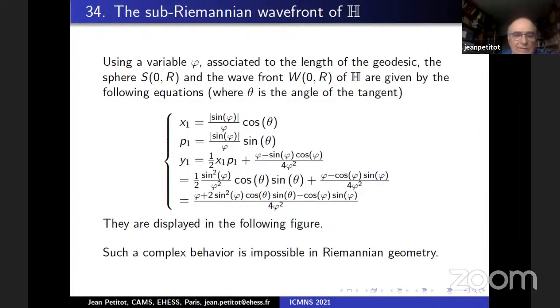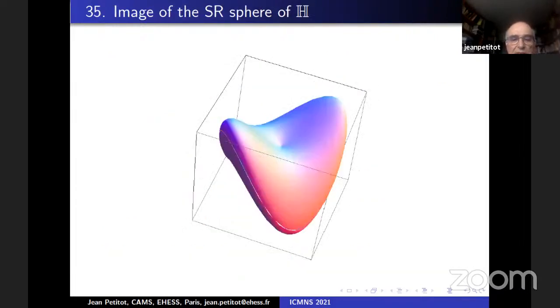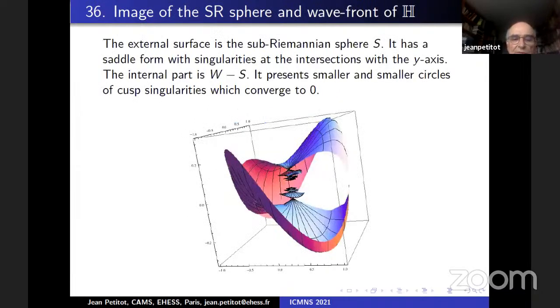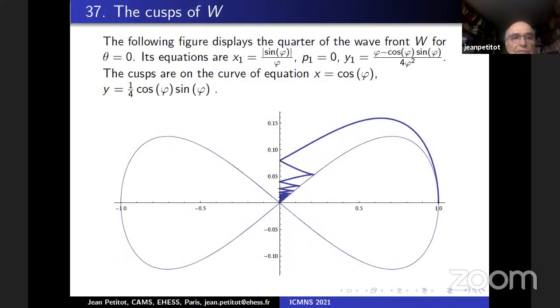They are displayed in the following figure, and such a complex behavior is impossible in Riemannian geometry. Here is a sub-Riemannian sphere, and here is an internal view of the wavefront, with the y-axis, which is a degenerate caustic, singularities on the y-axis, and smaller and smaller circles of cusp singularities which converge to zero. And the following figure displays the distribution of the cusps of the wavefront.